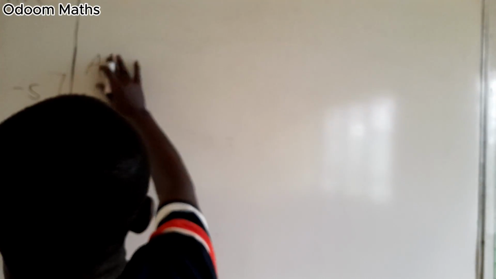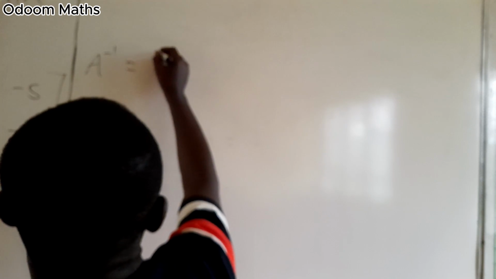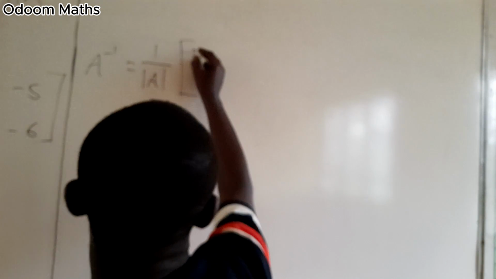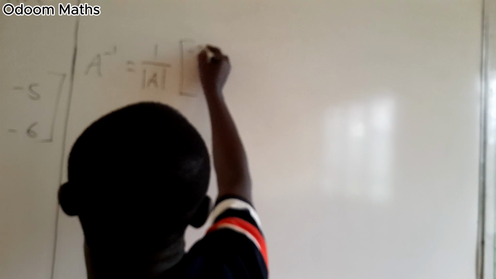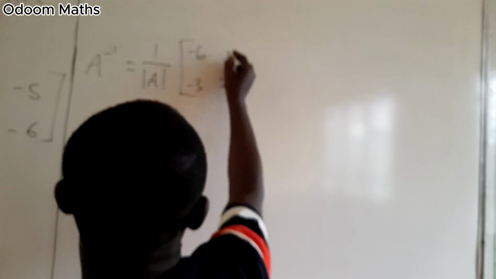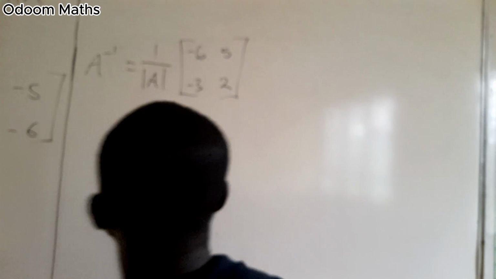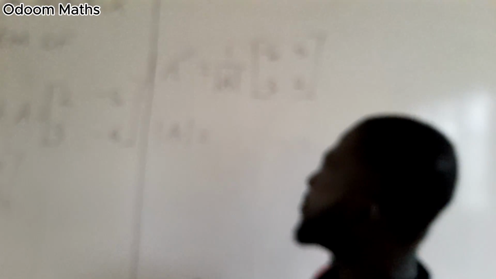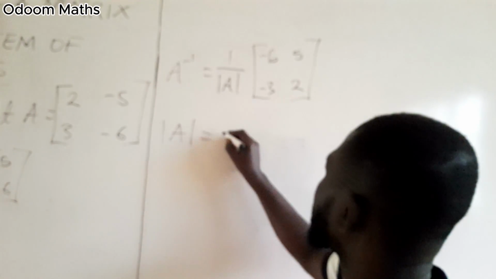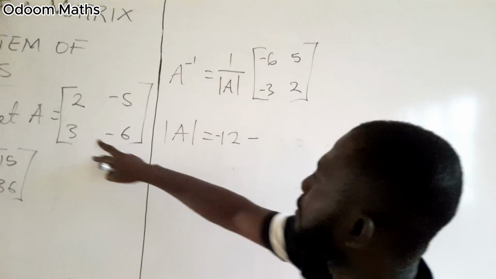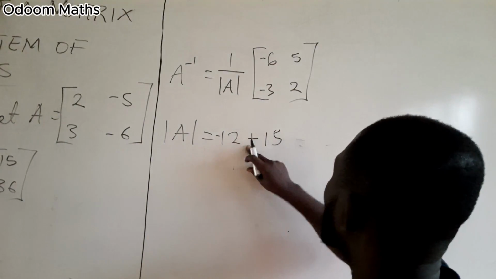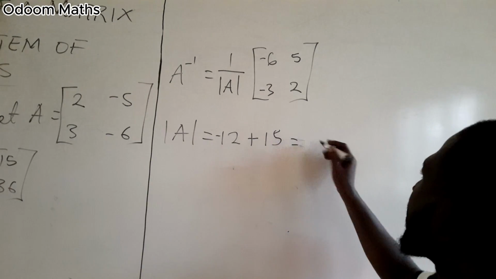So we need the inverse of A first. So A inverse becomes 1 over the determinant of A times, then we interchange. So this is going to be negative 6, negative 3, 5. Now let's find the determinant of A. So the determinant of A becomes 2 times negative 6, which is negative 12, then minus 3 times negative 5, which is negative 15, so that is plus 15. So negative 12 plus 15 becomes 3.